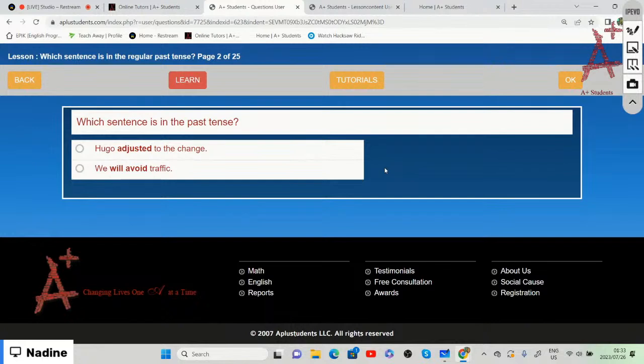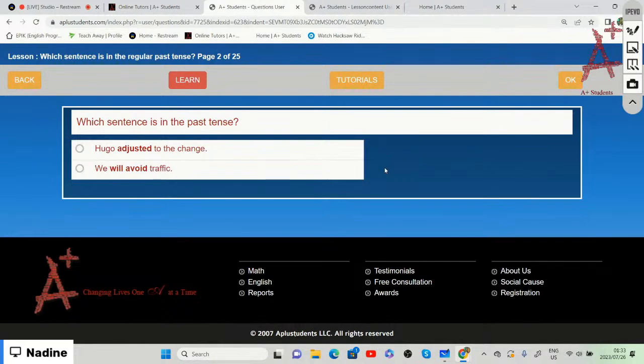So we need to select the sentence that is in the past tense. Is it "Hugo adjusted to the change," or "We will avoid traffic"? All right, so if we look at the sentence, either "Hugo adjusted to the change," the word adjusted is underlined, as well as "we will avoid traffic." "Will avoid" is also underlined.